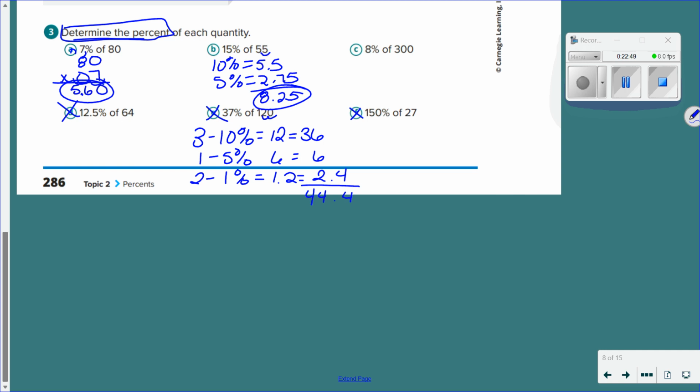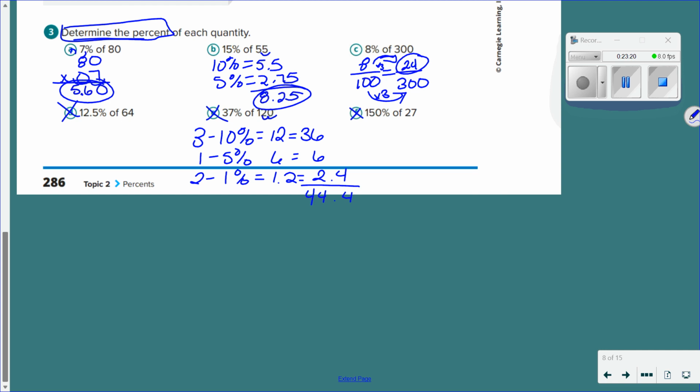All right, I am going to pick the last method. How do I change a percent into a fraction? Put it over 100. 100. And I know I'm going to 300 because it says of. So what do I do to get to 300? 24. So 8 times 3 is 24.